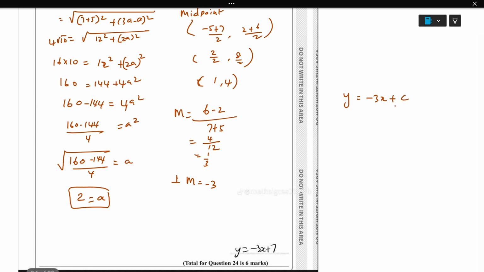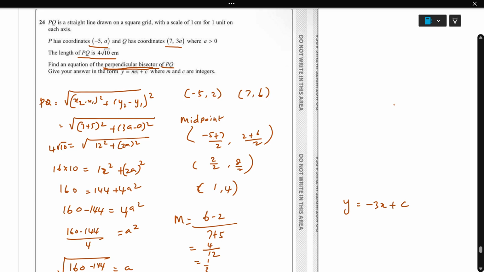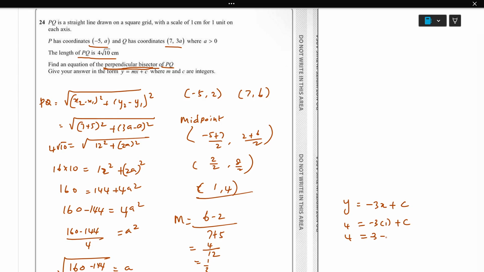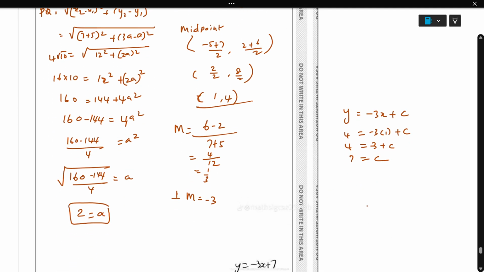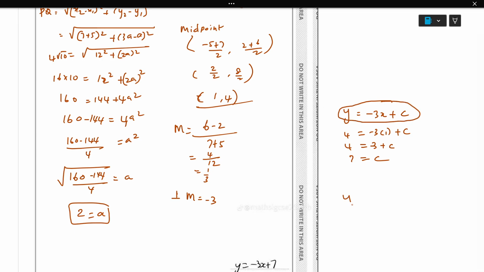Now it is passing through the perpendicular bisector, so that means it passes through the midpoint, 1 comma 4. Just substitute 1 comma 4 here. 4 equal to negative 3 of 1 plus C. So 4 equal to negative 3 plus C. Negative 3 comes to this side, 7 equal to C. So the required equation, replacing C with 7, is y equal to negative 3x plus 7. That's the answer.